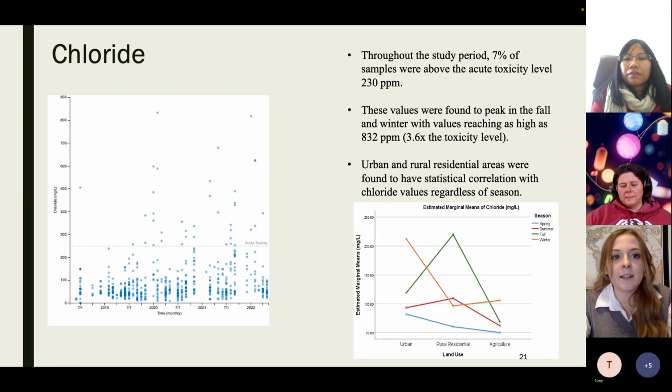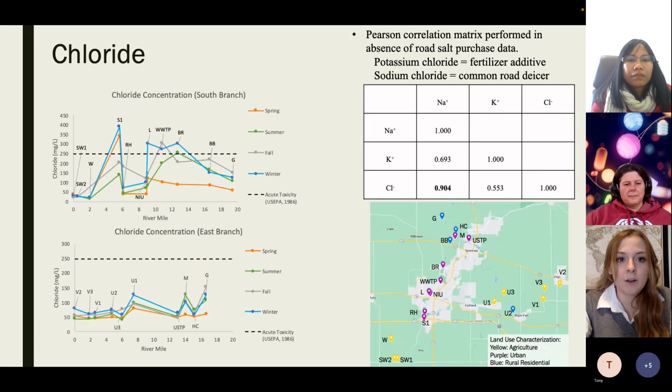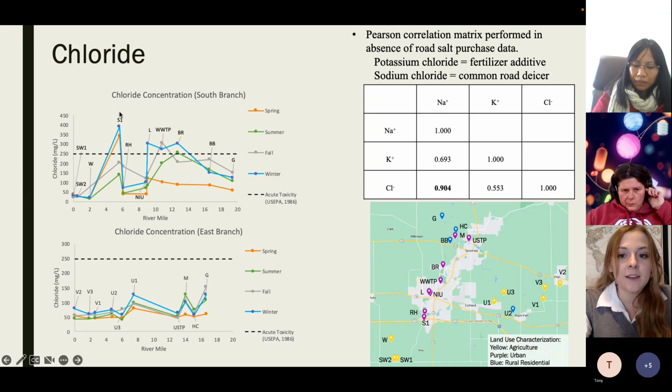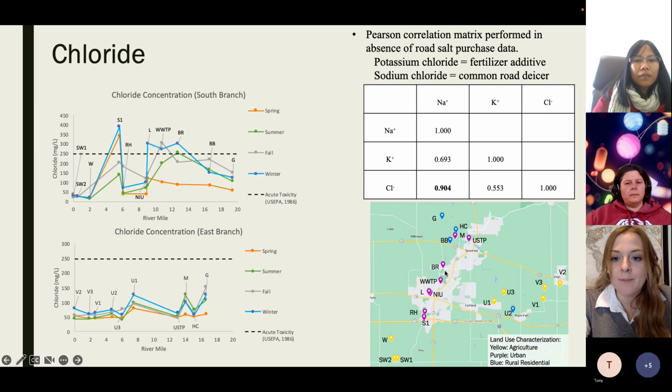So like the nutrients, we wanted to isolate where this was occurring in our watershed. And I was able to see, once again, the East Branch is doing fairly well in terms of chloride. However, our South Branch has locations that are averaging above our threshold. And in particular, the sites S1 through BR, these are the start and the end of DeKalb city limits on our map.